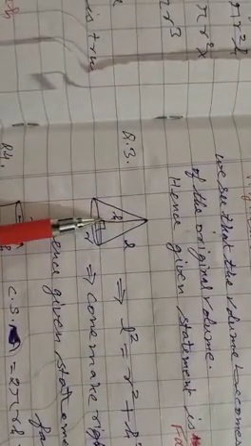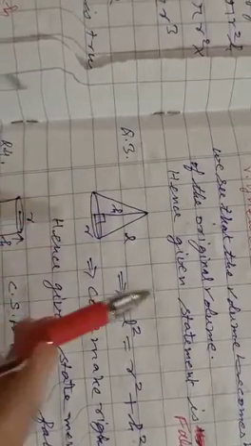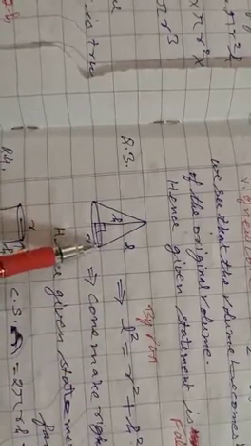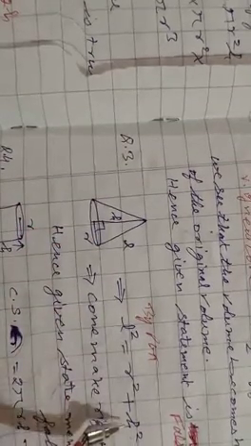Now question number 3: in a right circular cone, the height, radius and slant height do not always form the sides of a right triangle. This is your cone, and the height is h, radius is r and slant height is l. This is your right angle triangle and we use the Pythagoras theorem. l is the hypotenuse, so hypotenuse square is equal to base square plus perpendicular square.